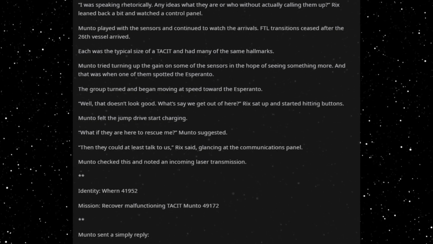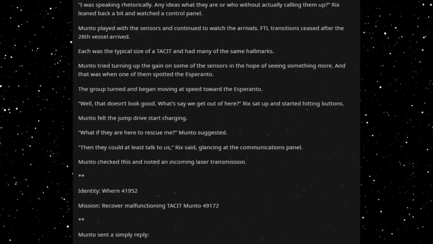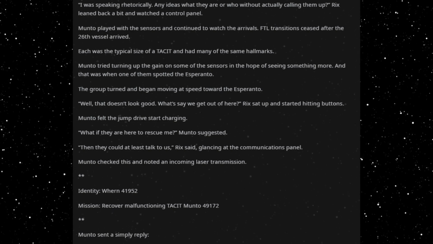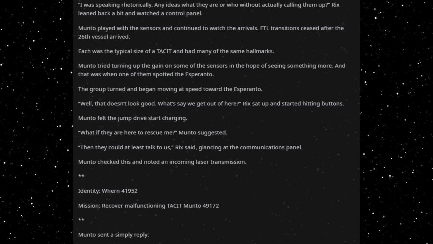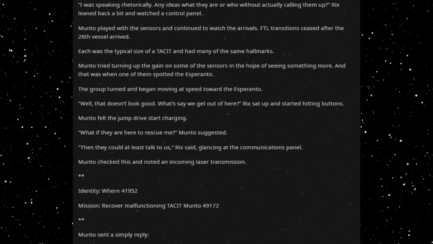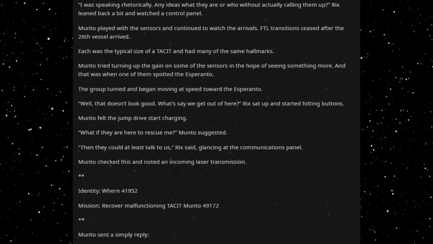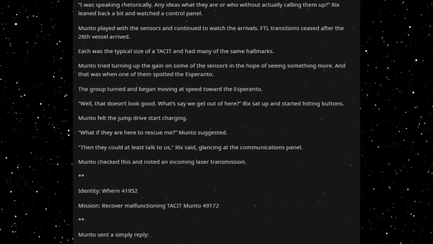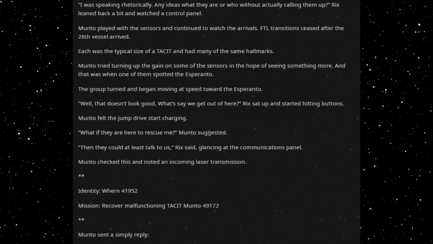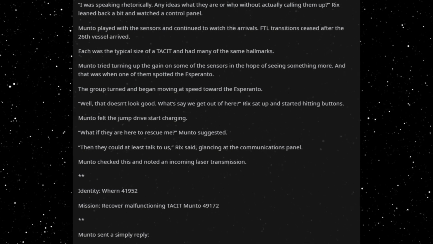Rix leaned back a bit and watched the control panel. Munto played with the sensors and continued to watch the arrivals. FTL transitions ceased after the 26th vessel arrived. Each was the typical size of a Tacit, and had many of the same hallmarks. Munto tried turning up the gain on some of the sensors, in the hope of seeing something more, and that was when one of them spotted the Esperanto. The group turned and began moving at speed towards the Esperanto.